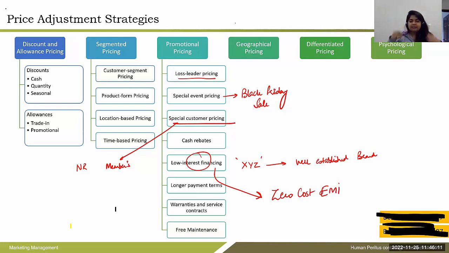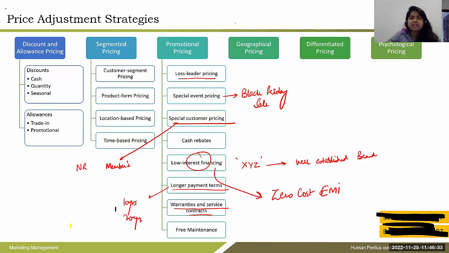So you can buy that appliance or that product, let's say that phone, and pay over a period of 6 to 9 months at zero cost EMI. So these are low interest financing methods, longer payment methods. So instead of doing a loan for 10 years, let's stretch it to 20 years.